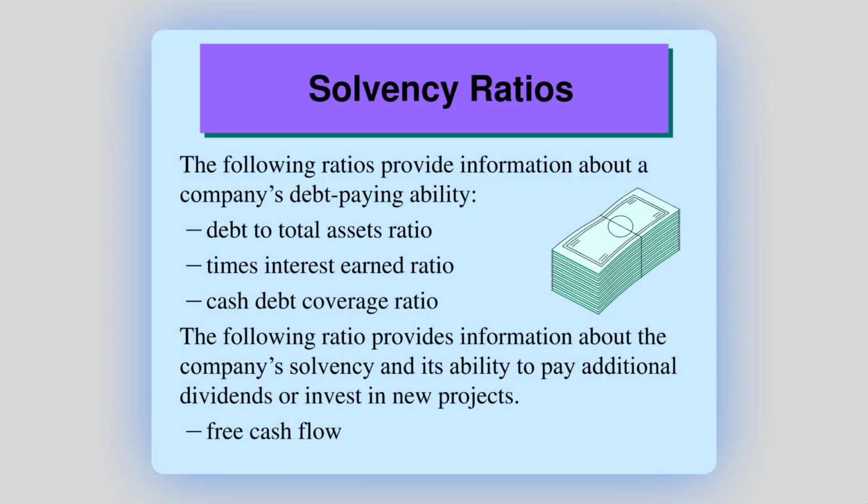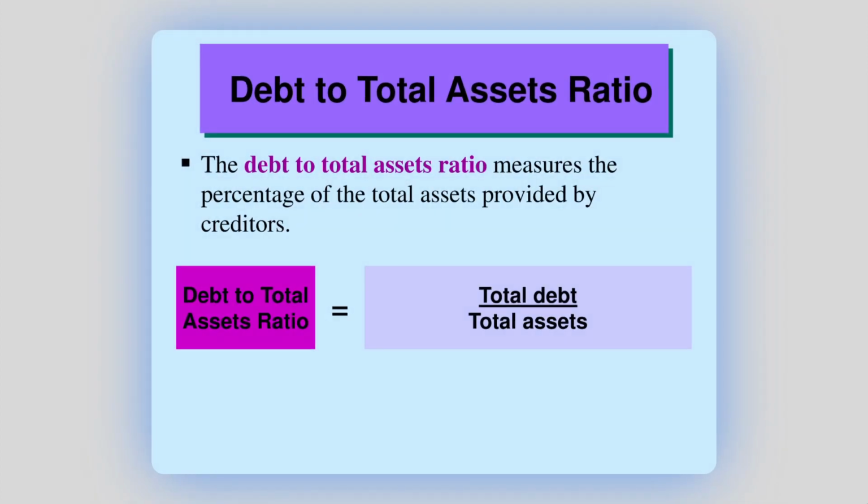So, ano yung mga sample na solvency formulas? So, number one, you have your debt to asset ratio, times interest earned, cash to debt coverage ratio, and we will end with the free cash flow. So, ratio information about the company's solvency and the ability to pay additional dividends or invest in a new project. Okay. So we go with number one.